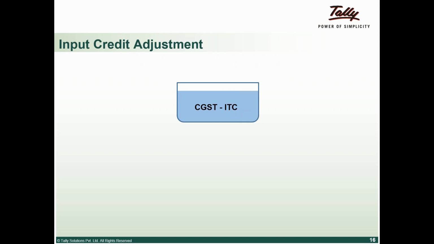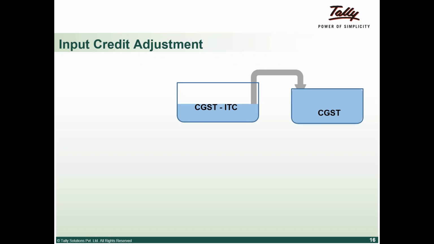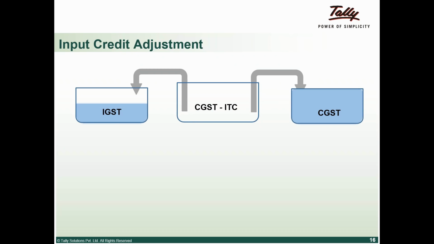So what is going to be the order of set off? Obviously I have to set off against my CGST liability, right? So I will set off against my CGST liability, and if there is additional ITC after setting off my liability, I can now set off against IGST, right? This is the order that you need to set off your input tax credit.